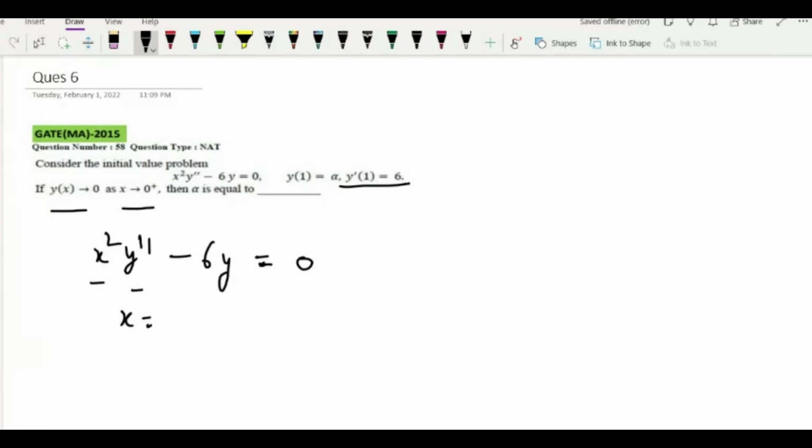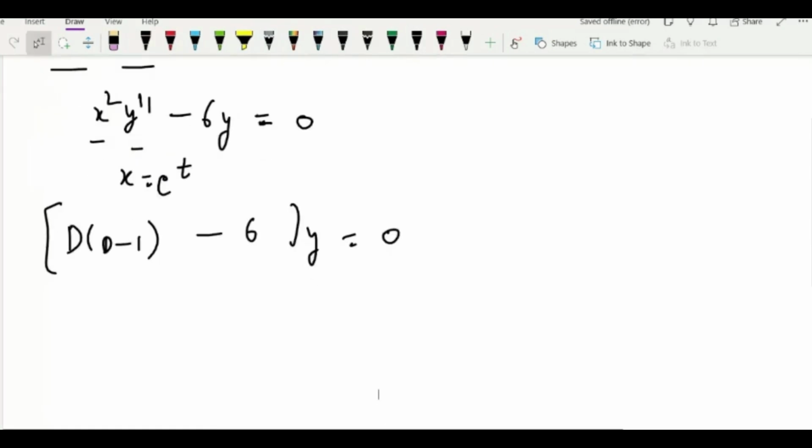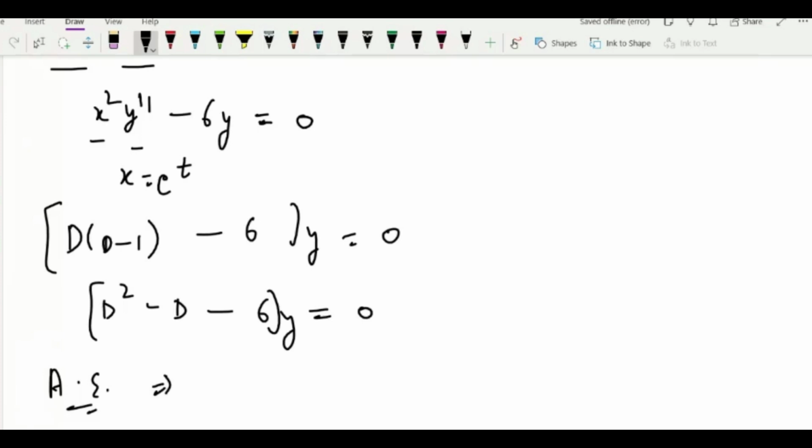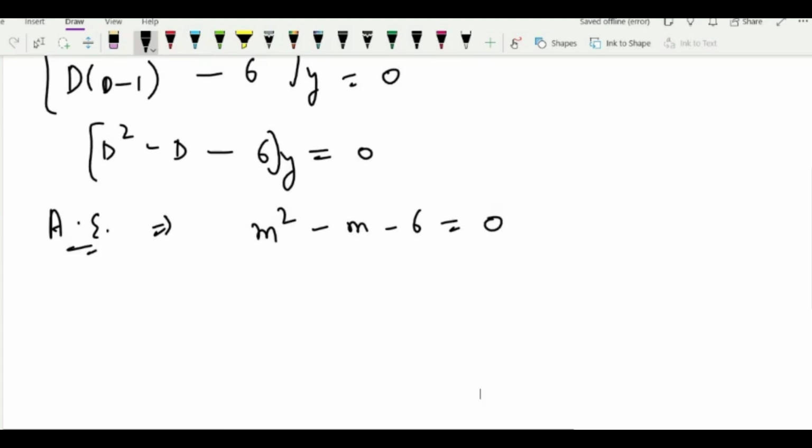Again, we can substitute x = e^t. We get [D(D − 1) + D − 6] y = 0. So here we get D² − 6 as a symbolic form. Now for finding the auxiliary equation, replace D by m, equal to 0. So in this equation, we are to find a pair whose sum is −1 and product is −6, that is −3 and +2.